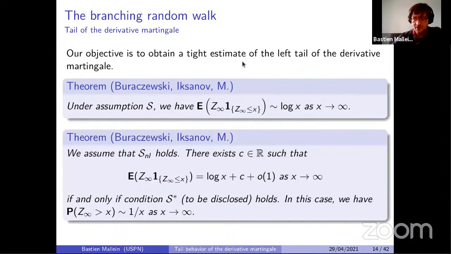And when we assume that S holds, as well as the non-lattice and an integrability condition, we also know that this quantity behaves as log x plus a constant plus o(1) if and only if some additional integrability condition that I will show later on holds. And so in the case where this more restrictive integrability condition holds, then we have the property that the probability that the derivative martingale is larger than a large number x behaves exactly as 1 over x as x tends to infinity.